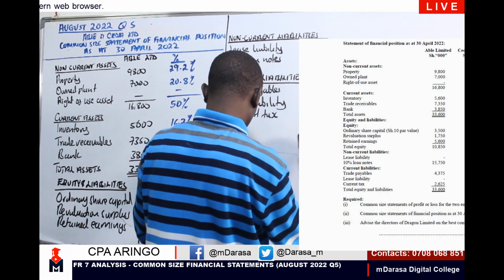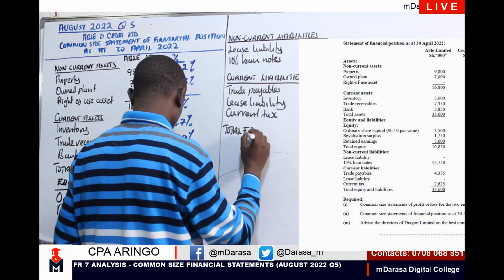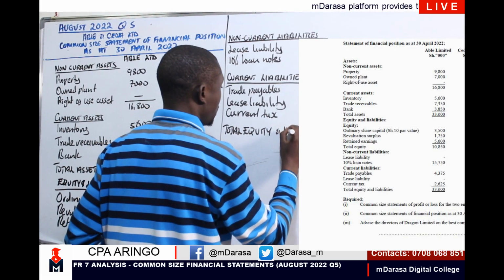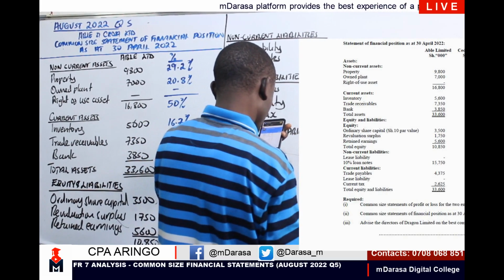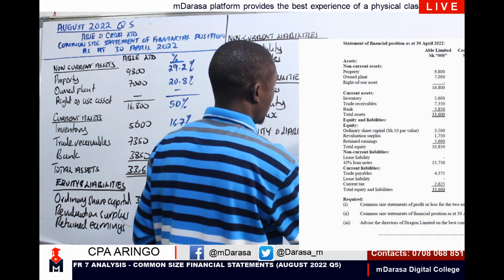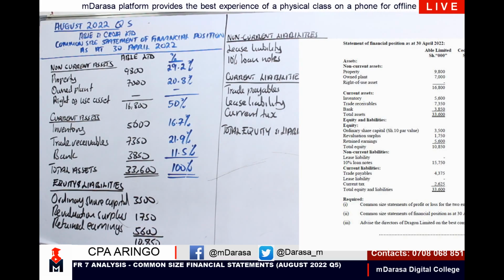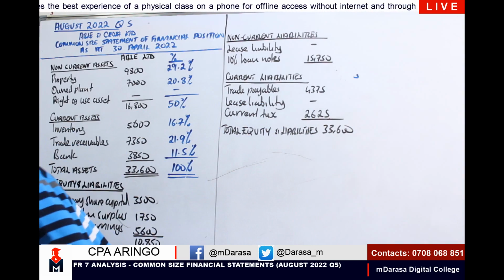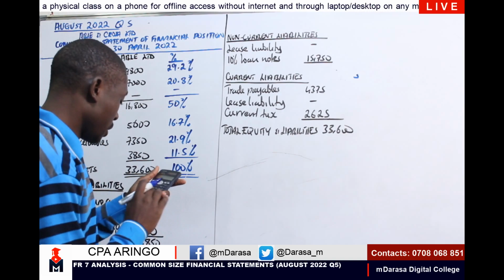Total equity and liabilities. We are given a figure of how much there, my good students? I'm given a figure of 33,600, right? So once we have that, again, our task will just be a matter of copying and pasting. That's a good thing with common size. So let us start copying and pasting. I'm going to start with our ordinary shares, which in this case I should be having 3,500.